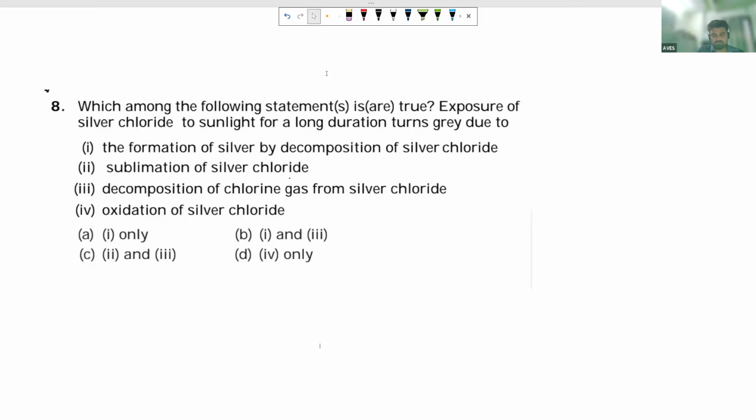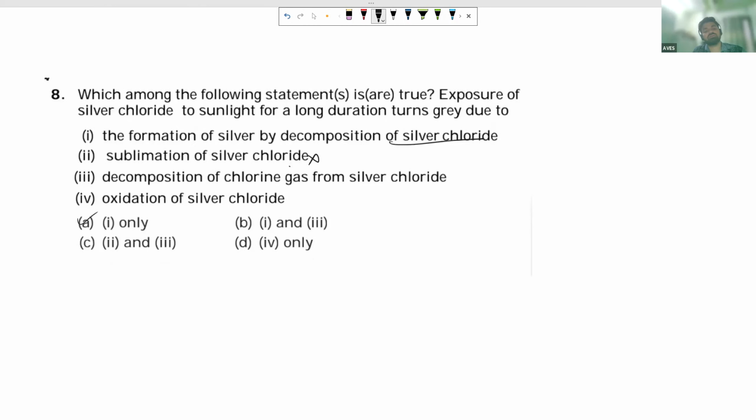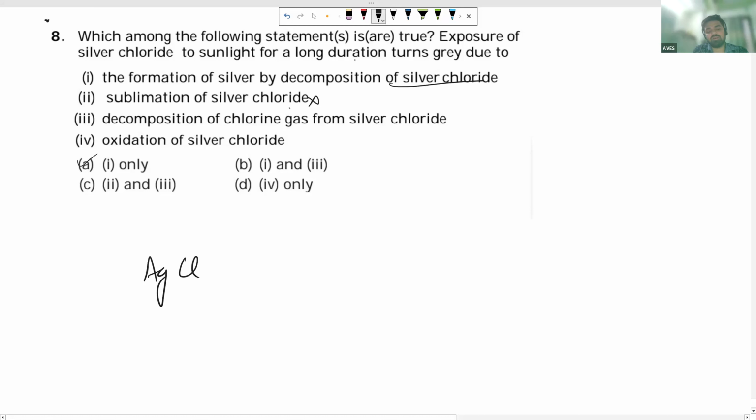Only one. Which of the following statements are true? Exposure of silver chloride to sunlight for a long duration turns it gray due to formation of silver by the decomposition of silver chloride. Sublimation, no. Decomposition of chlorine gas from silver chloride. Oxidation of silver: here it is silver chloride, and it goes from plus one to zero, so this is not correct. So the first and third are the correct options.